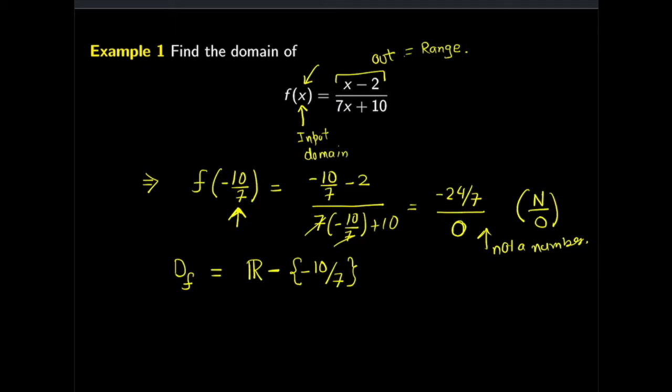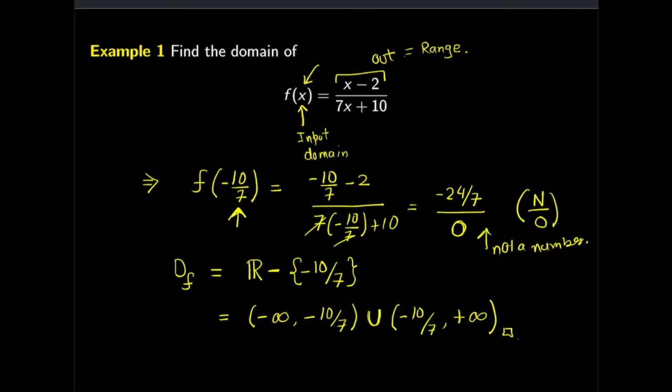So this is one way: you say all real numbers minus this number. Or there is another way to write this, in interval form. You say minus infinity to negative 10 over 7, and then you use this cup, which is also called the union symbol, and then negative 10 over 7 to plus infinity. So this is the domain of the function.